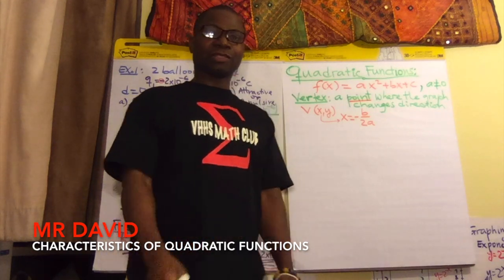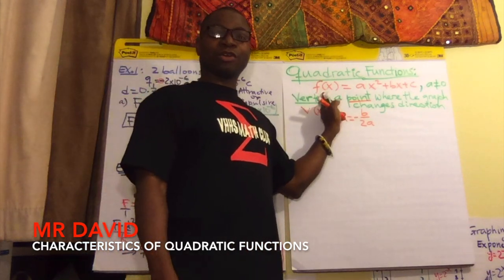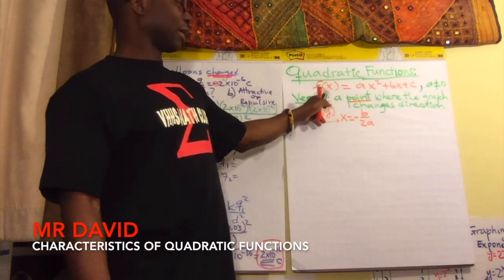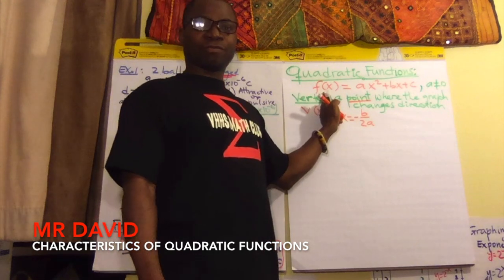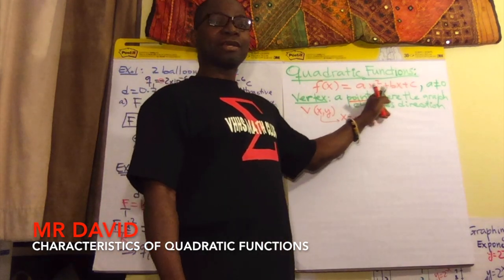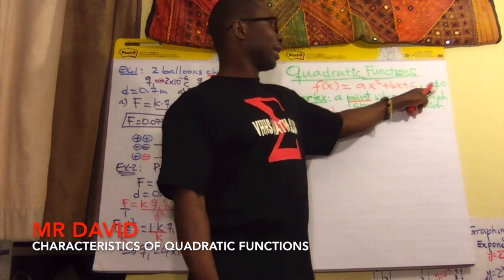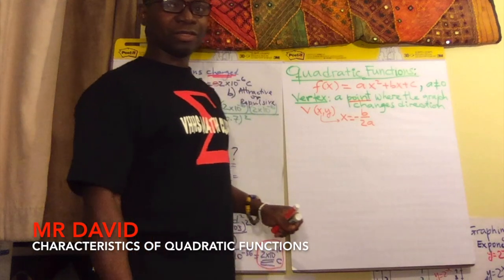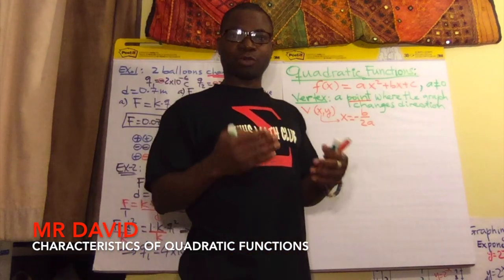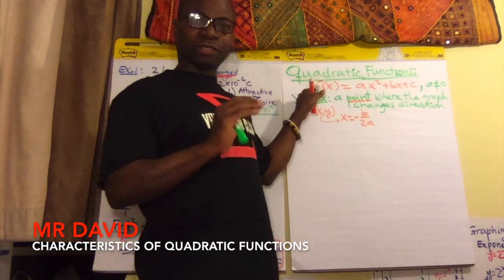All right. So the first thing we want to go over is a quick reminder of what it looks like. This is the standard form. The standard form of a quadratic function is ax squared plus bx plus c. And we have to remember a cannot be 0. So ax squared plus bx plus c. This is the standard form equation of a quadratic function.